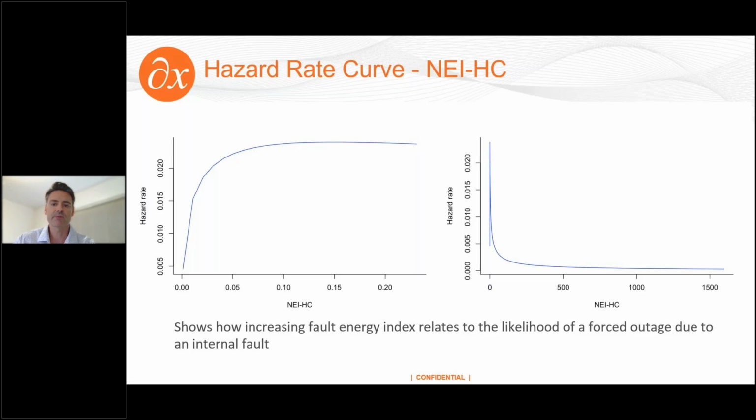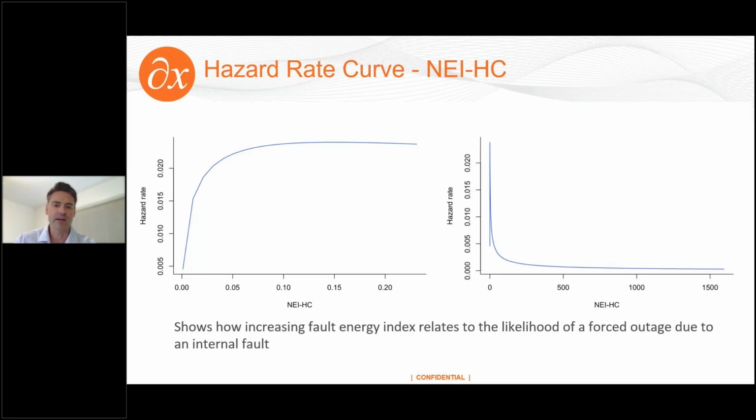So the hazard rate curve shows us the velocity of decay of the population at any gassing point. And that point gives us a corresponding hazard rate on the y-axis. So in these graphs, represented on the x-axis is the accumulated fault energy impacting the oil. This is NEIHC. And on the y-axis is the hazard rate, which is defined as a forced outage related to an internal defect or fault.